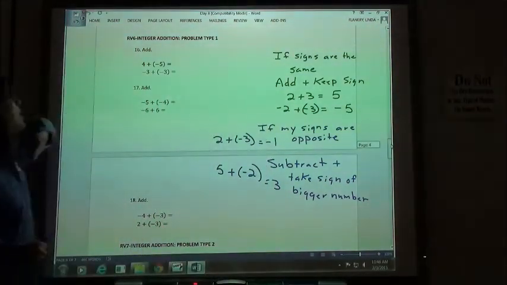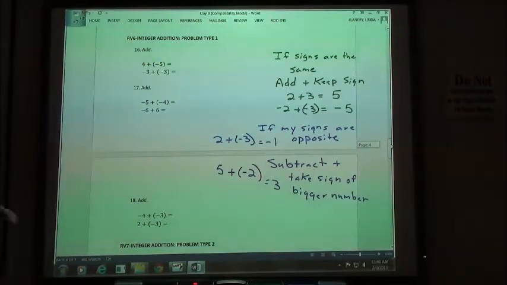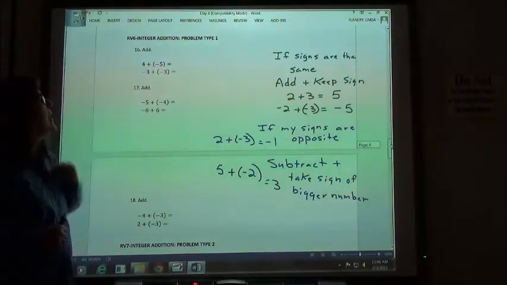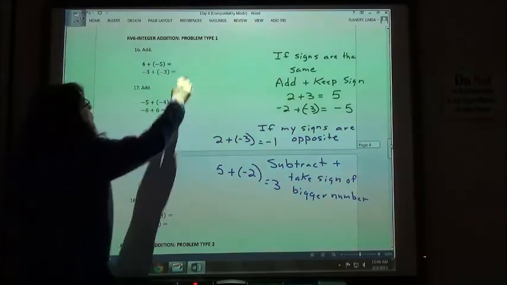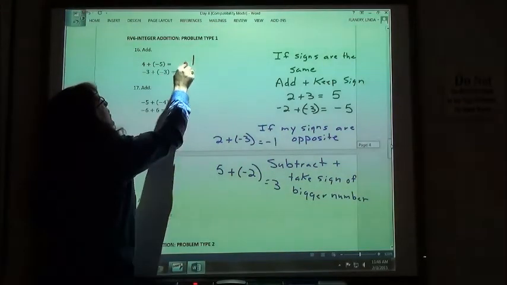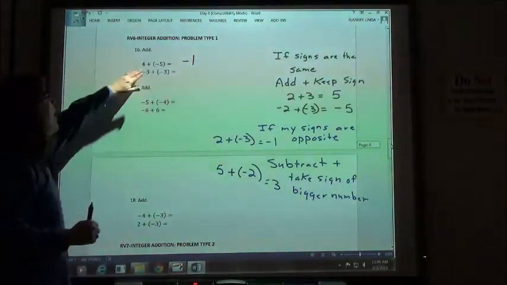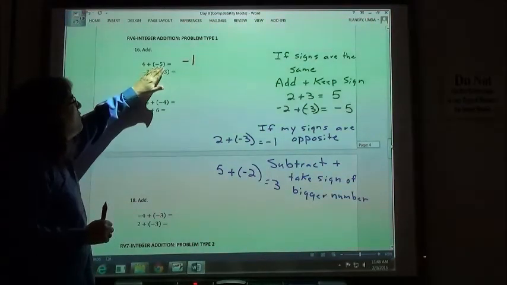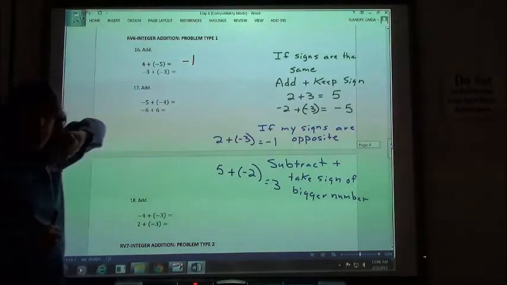So up here, I'm adding 4 plus negative 5. This is positive, this is negative. I subtract. 5 minus 4 is 1. I take the sign of the larger, negative 1. I have $4. I owe $5. I'm $1 short. $1 in the hole.